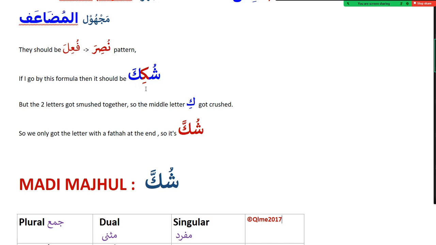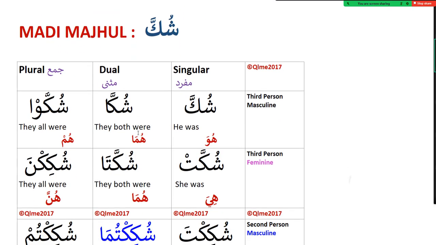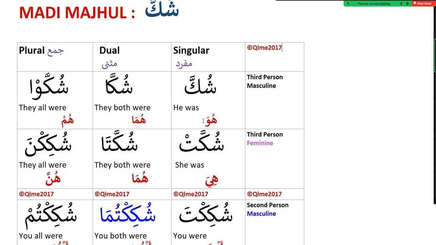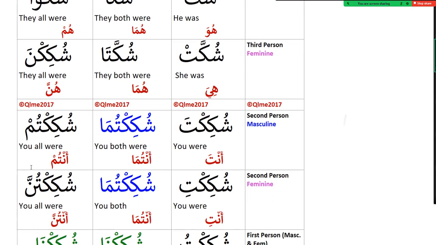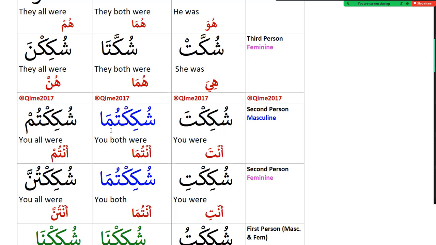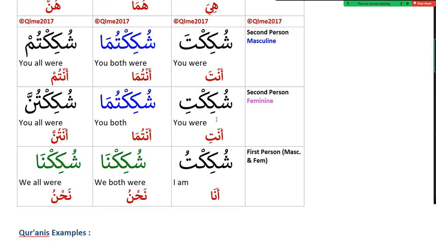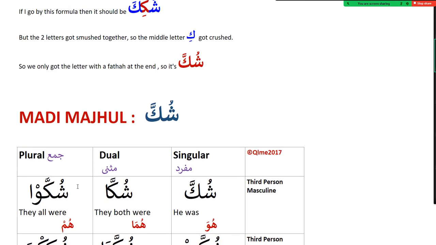So it becomes shukka. Clear everyone? Instead of shukika, it becomes shukka. The ki drops and it becomes shukka. The Madi Majhul chart is shukka, shukka, shukku, shukkat, shukkata, shukikna, shukikta, shukiktuma, shukiktum, shukikti, shukiktuma, shukiktunna, shukiktu, shukikna.